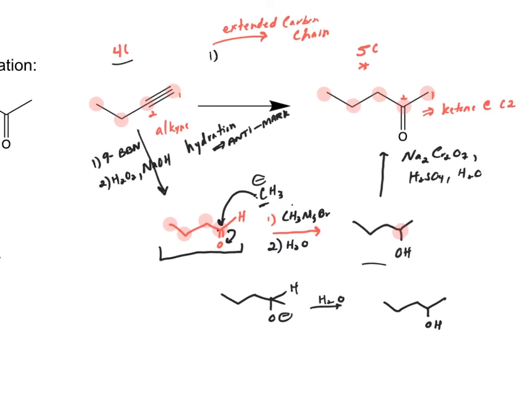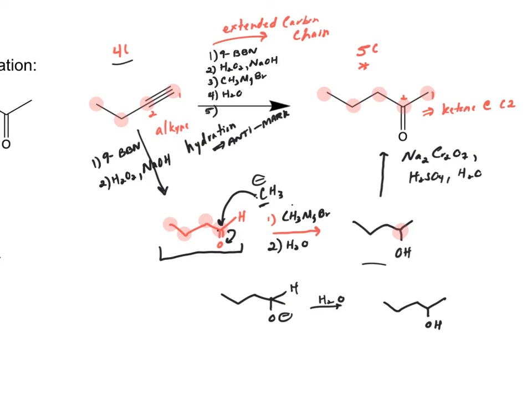So overall, we have 9-BBN. In the second step, we've got H2O2 and sodium hydroxide. In a third step, we've got the Grignard reaction, so CH3MgBr. In a fourth step, we have water. And then in a fifth step, we have that oxidation reaction.